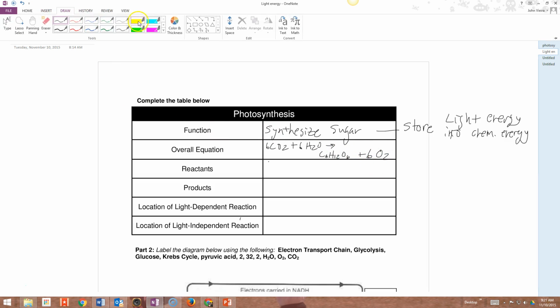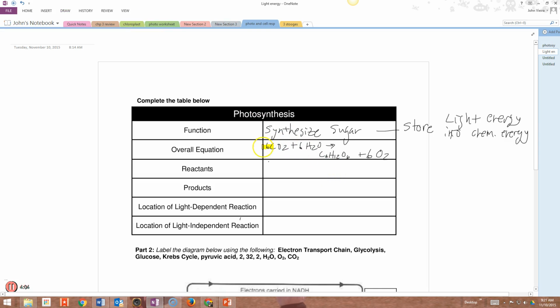The reactants. That is the reactants. The products. Those are the products. The location of the light-dependent reactions: thylakoid. Thylakoids, specifically their membranes. Right? And their membranes. The light-independent is the stroma.